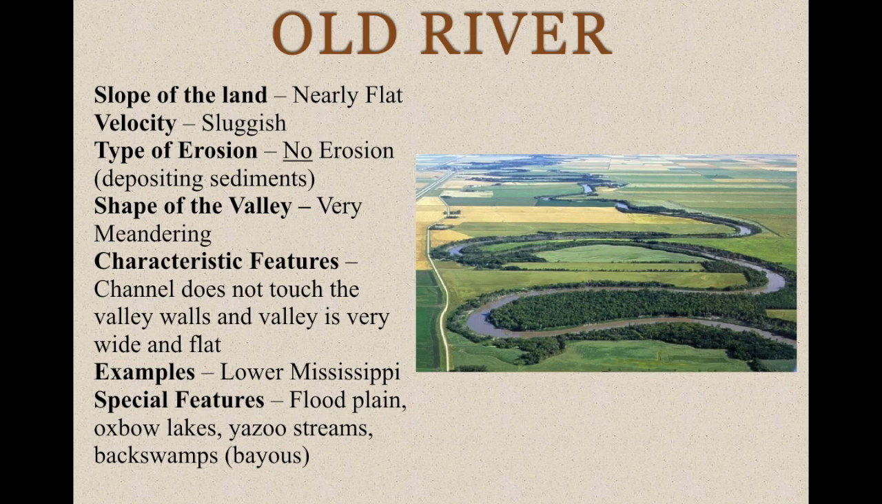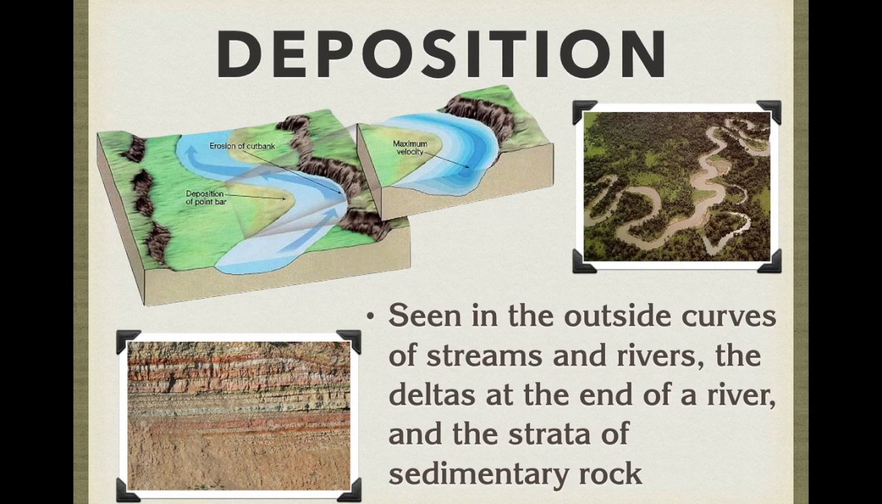The identification of an old river, this is going to be more of a flat, very slow, sluggish river, really hardly any erosion happening. And the focus here is it's very curved, so very meandering. And then we move to the last one, deposition.